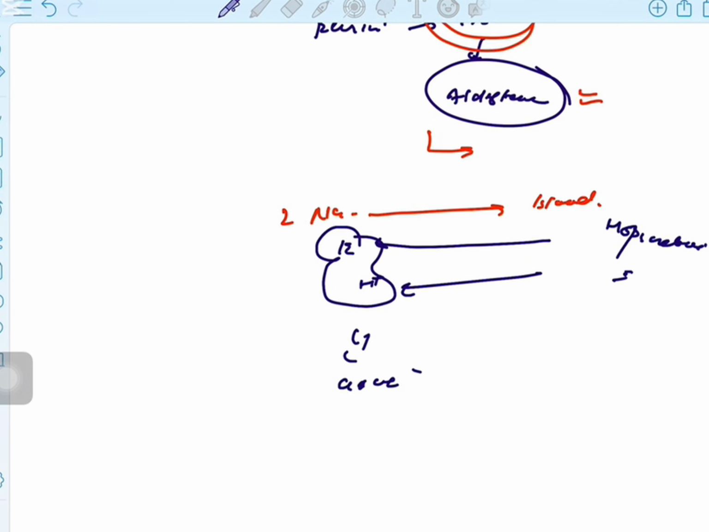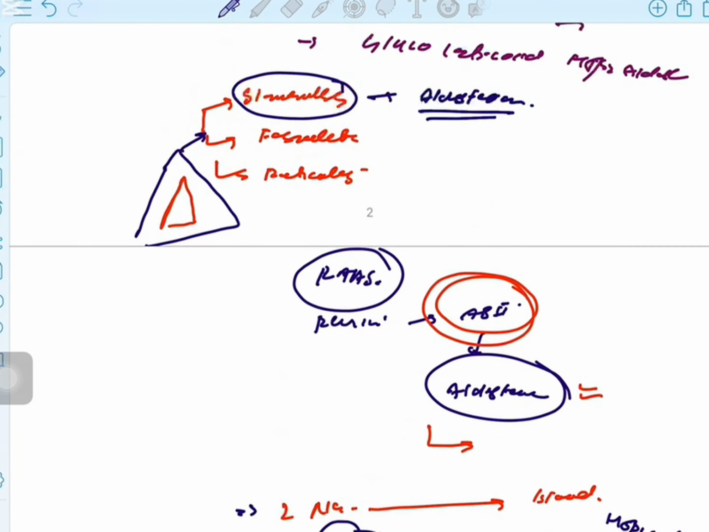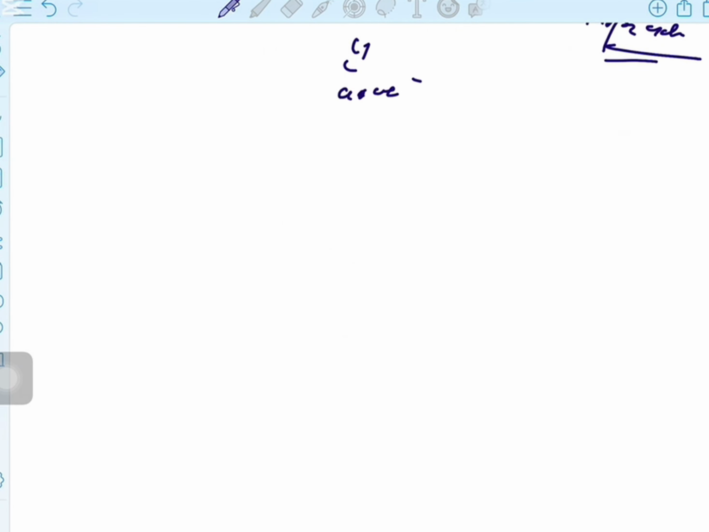When sodium goes into the blood, everyone knows that water always follows sodium. Where the sodium goes, water will also go. So sodium is going from the kidney tubules into the blood, which means water will also go from the kidney tubules into the blood. When water goes from the kidney tubules into the blood, it can lead to hypervolemia. So we come to the main topic: what is hyperaldosteronism or Cone syndrome.